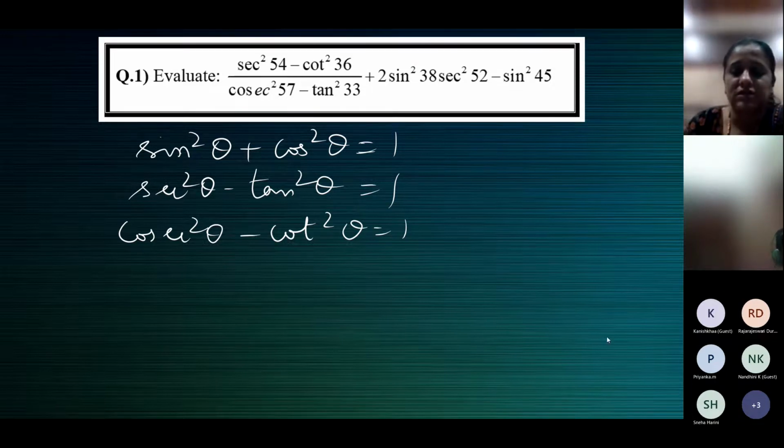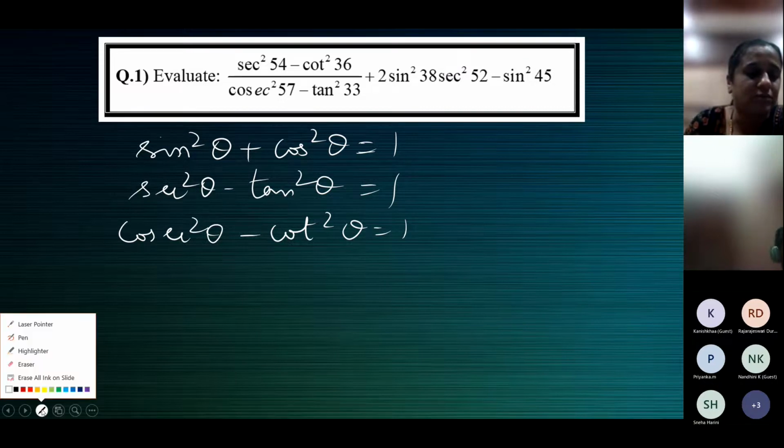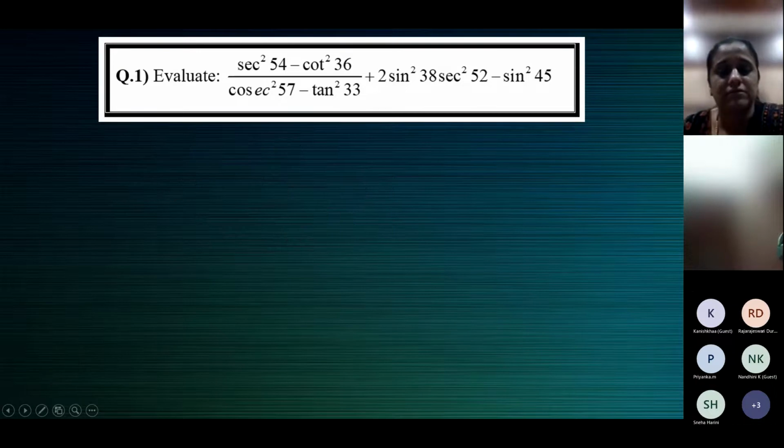Then the fourth part, trigonometric ratios of complementary angles. So these are the four different aspects we have learned so far. And that's all you have for this year. So one is about the basic ratios, sine, cos, tan, and their reciprocals, cosecant, secant, and cot.